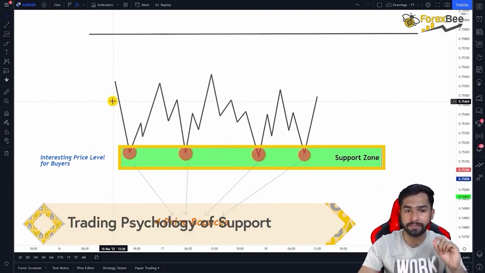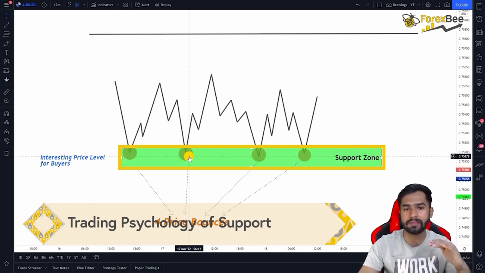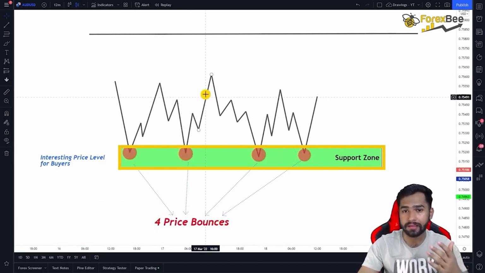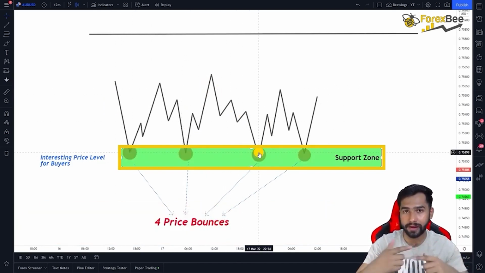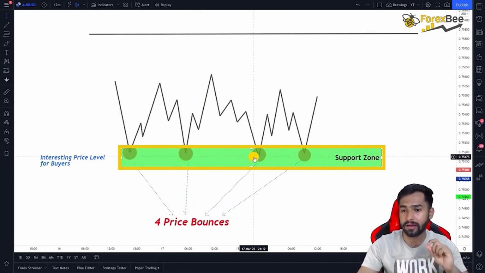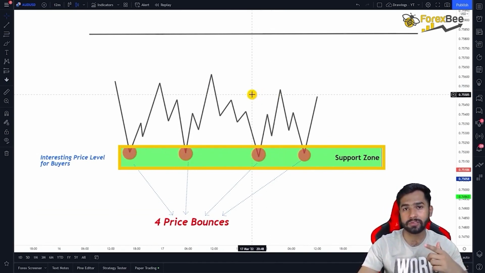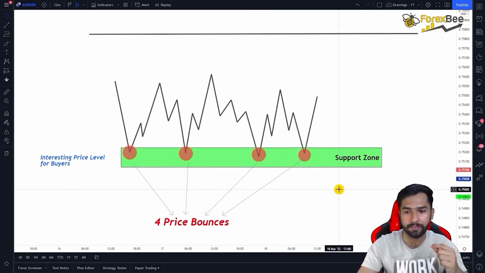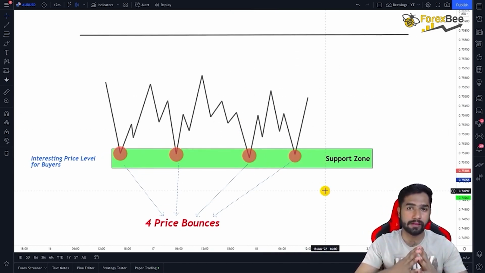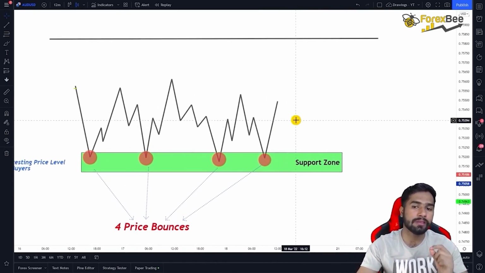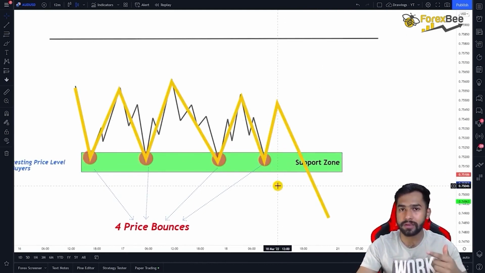So here sellers push the market downwards, but again the market finds support at this level, okay, and then it bounces back. The sellers come back again in order to break this level, and then the support zone supports the market, and the market again goes in the bullish trend. So the sellers are not able to take control of the market or break this zone. Now with time, of course, the more the market tests a certain zone, the weaker it becomes. So with time, this zone will become weaker and weaker, and ultimately it will break.